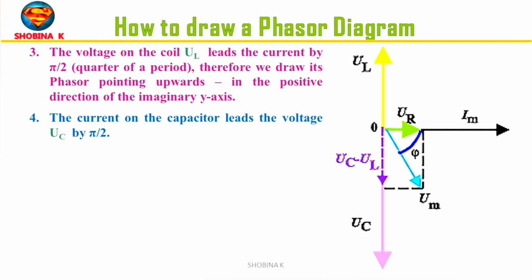Next, the current on the capacitor leads the voltage UC by pi by 2. So we draw the phasor pointing downwards, that is in the negative direction of the y-axis. And this phasor is represented by pink.